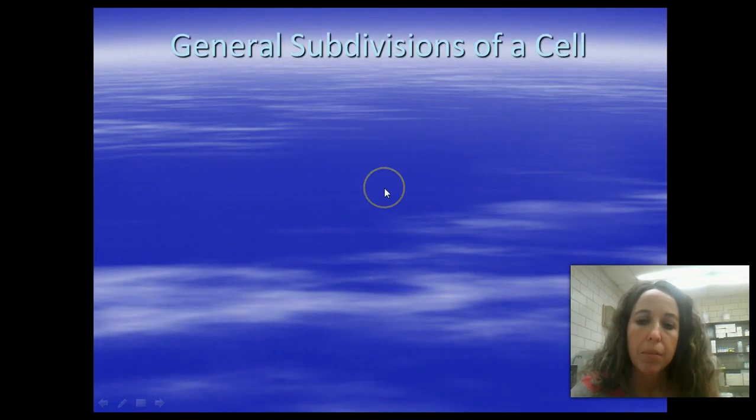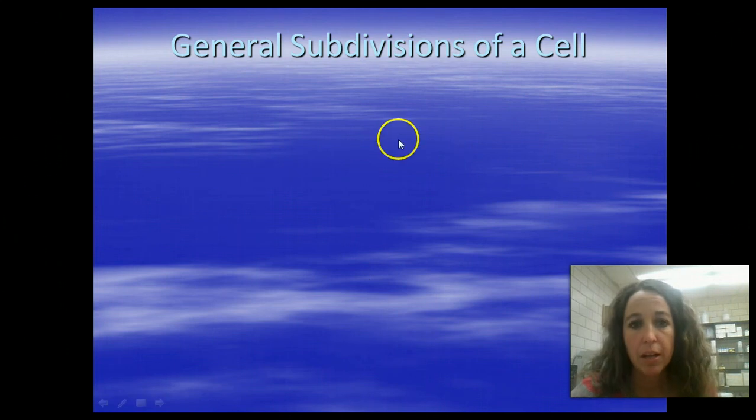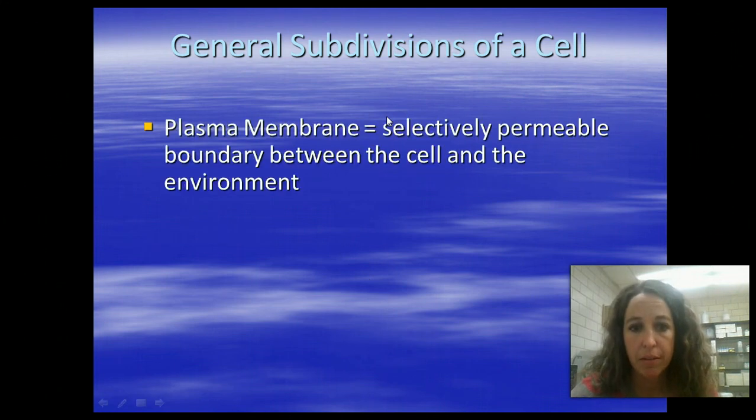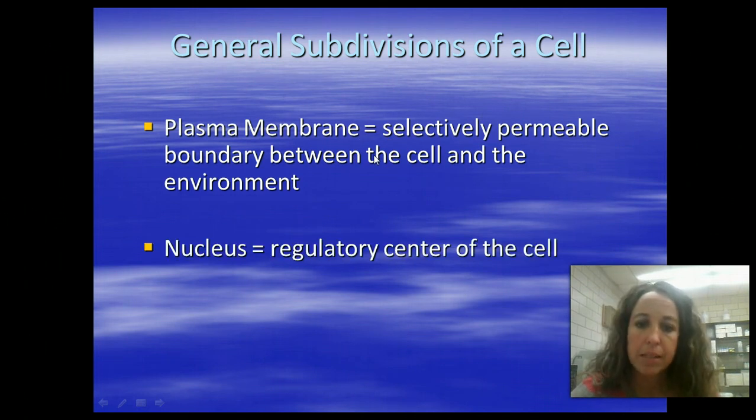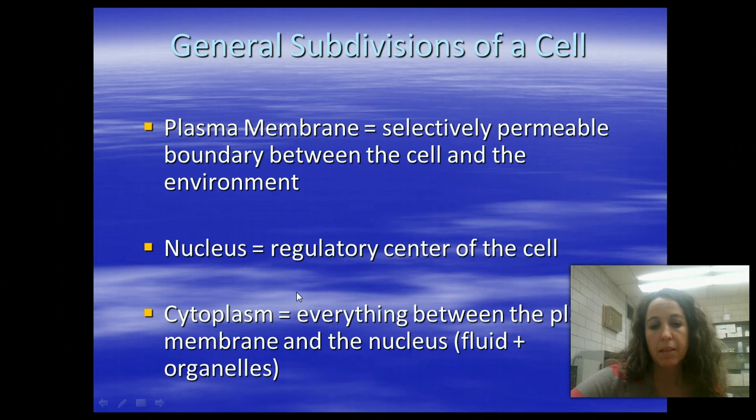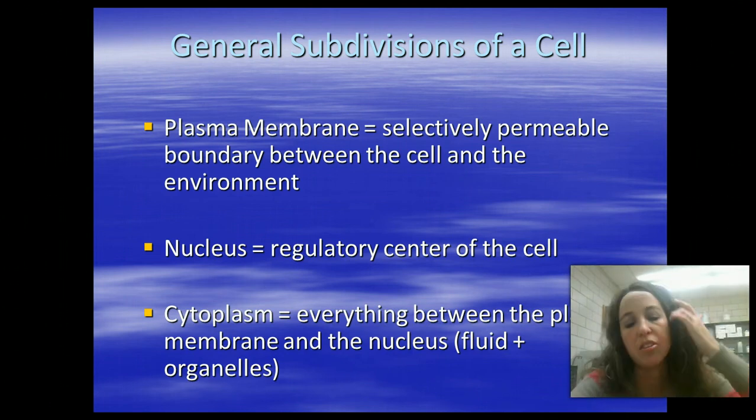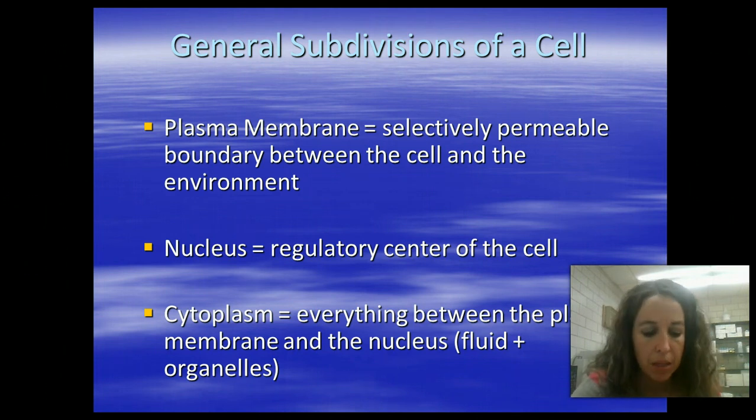When we talk about eukaryotic cells, we're going to start talking about their parts and their functions in a little bit more detail. We have several subdivisions of the cell. The first one is the plasma membrane. The plasma membrane separates the inside of the cell from the environment. We'll talk more about that in a few minutes. The nucleus is the regulatory center of the cell. That's another division. The third division is the cytoplasm, which is everything else in between the plasma membrane and the nucleus. It's kind of like a jelly-like substance. It holds all the organelles. Some cell reactions will occur in there, but that's the cytoplasm.